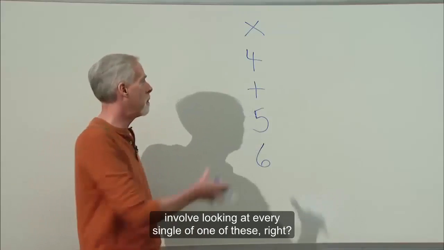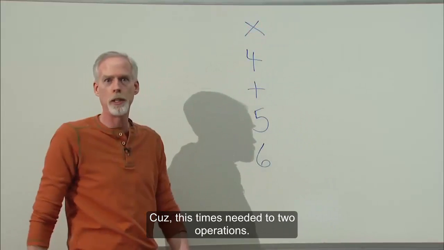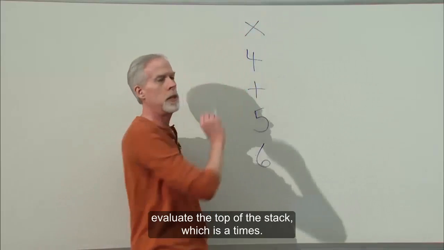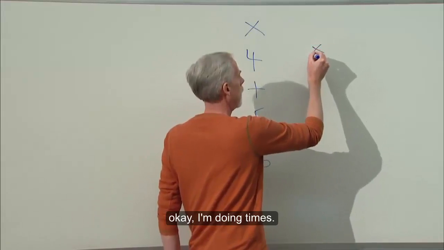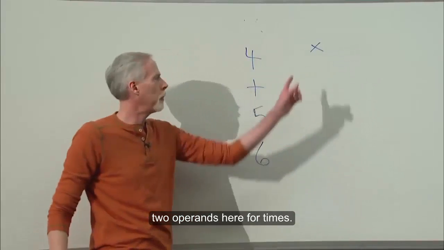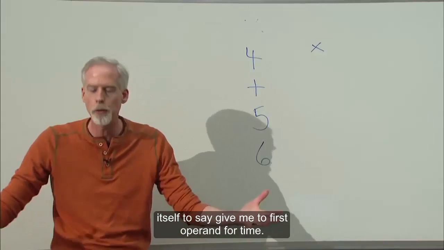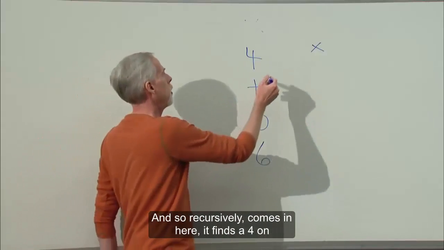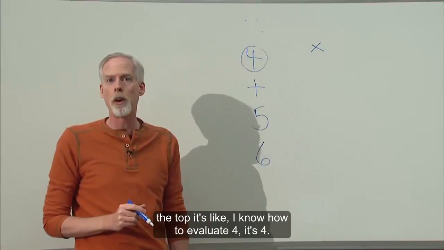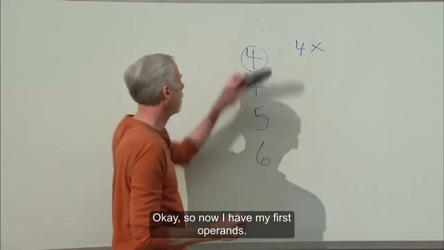But the top thing on the stack might involve looking at every single one of these, right? Because this times needs its two operands. So let's look at this. This recursive evaluate is going to come in here. It's going to try and evaluate the top of this stack, which is a times. So it's like, okay, I'm doing times. Now, for times, it needs two operands. So it recursively calls itself to say, give me the first operand for times. And so recursively it comes in here. It finds a 4 on the top. It's like, I know how to evaluate 4. It's 4. So it just returns. Now I have my first operand.